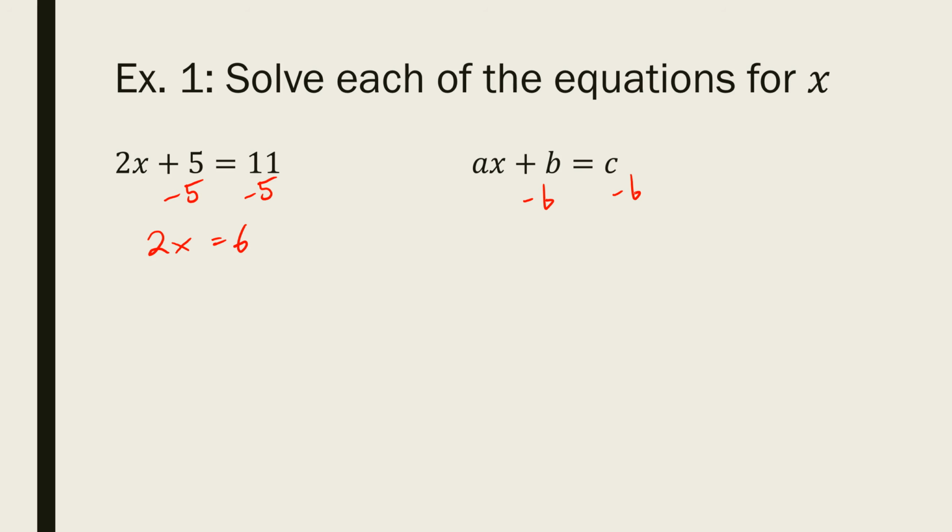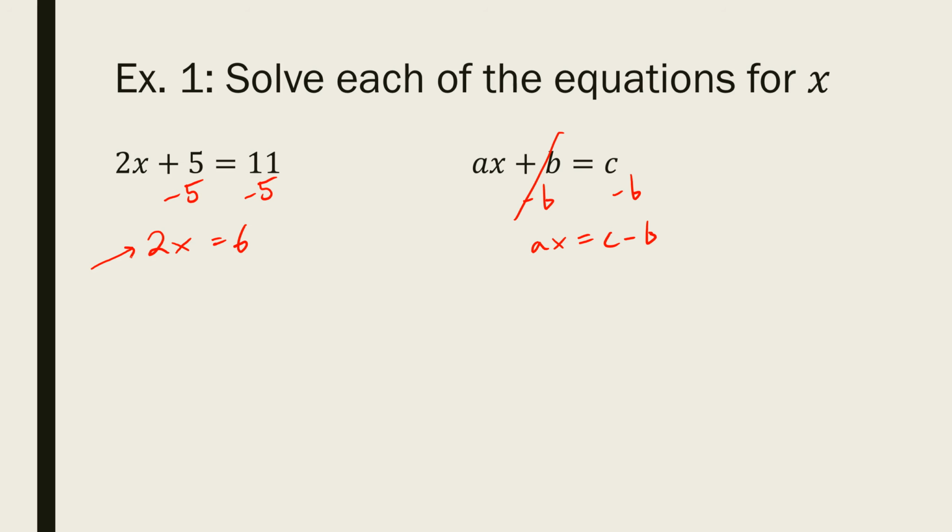Now here's the issue. Here, I know 11 minus 5 is 6, because they're like terms. But b and c, they are not like terms. So how do I subtract them? I don't. On the right hand of the equal sign, I'm just going to have to write c minus b. That's the best I can do because they're not like terms, but that's fine. What am I left with on this side? Well, the b canceled. I'm left with ax. All right, great.